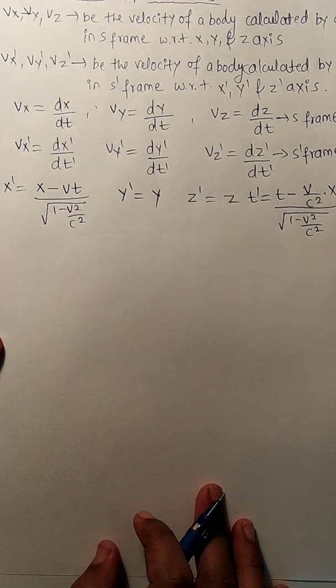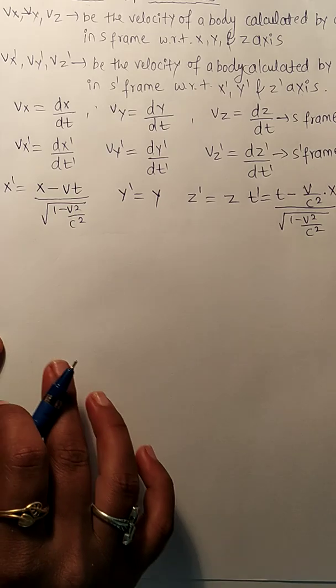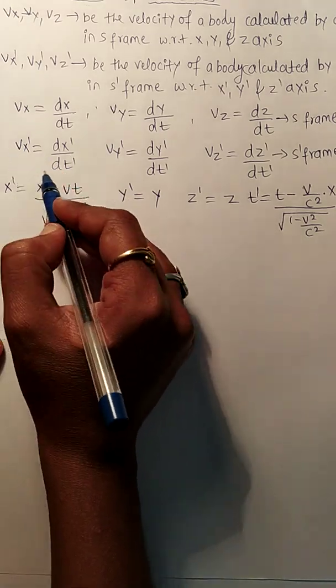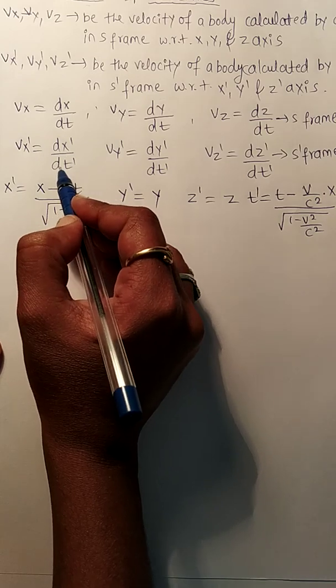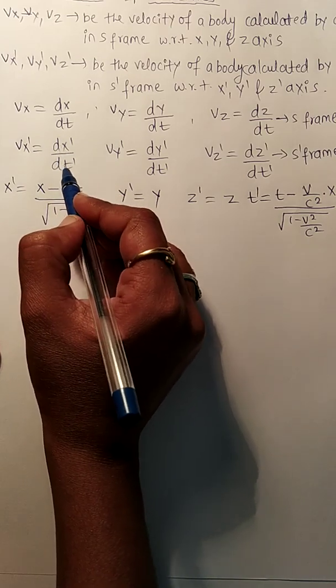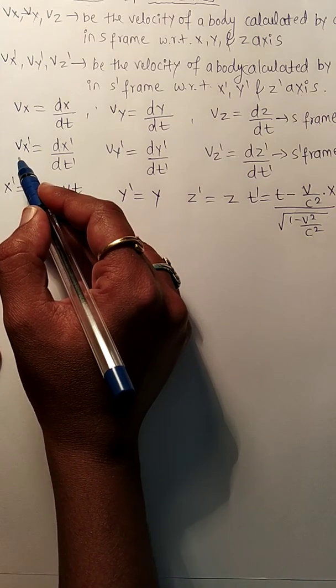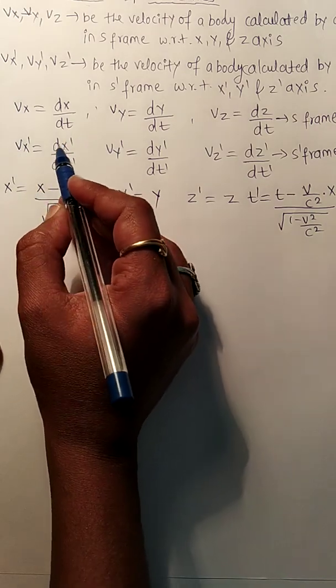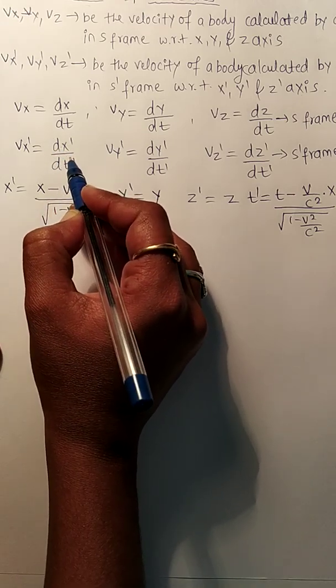So now we got the x dash value, y dash value, z dash value as well as the t dash value. So now I'll go to this equation. I'll take this equation. To find this velocity, is it necessary to have dx dash and dt dash? Because if you know these two values, then only you are able to calculate the vx dash value.